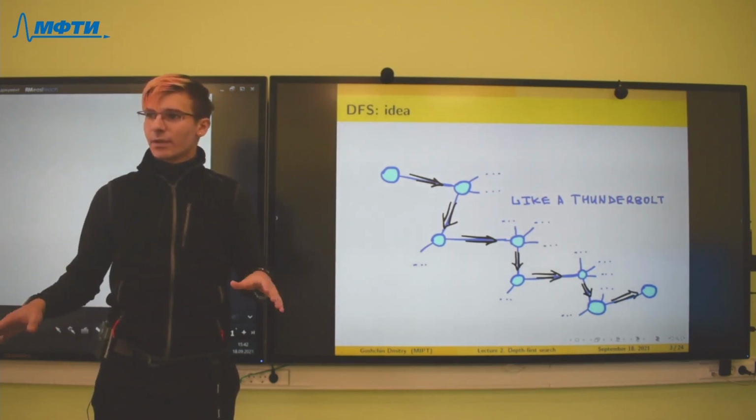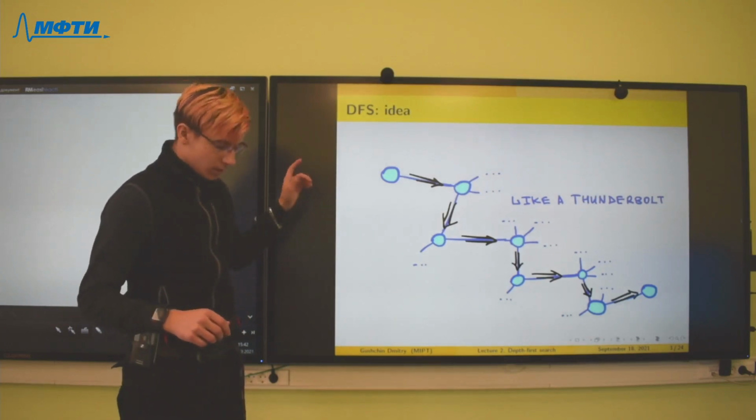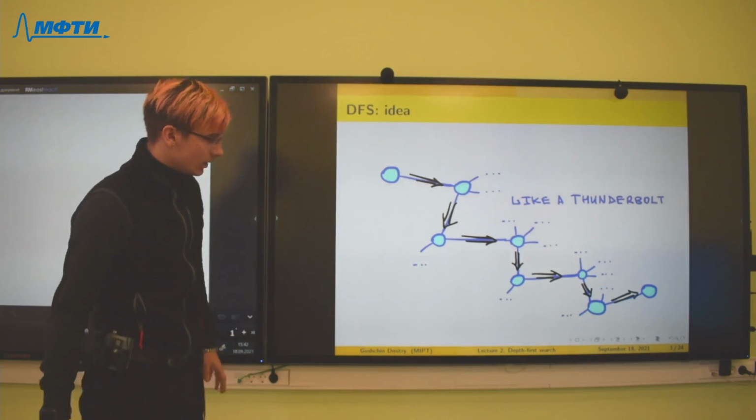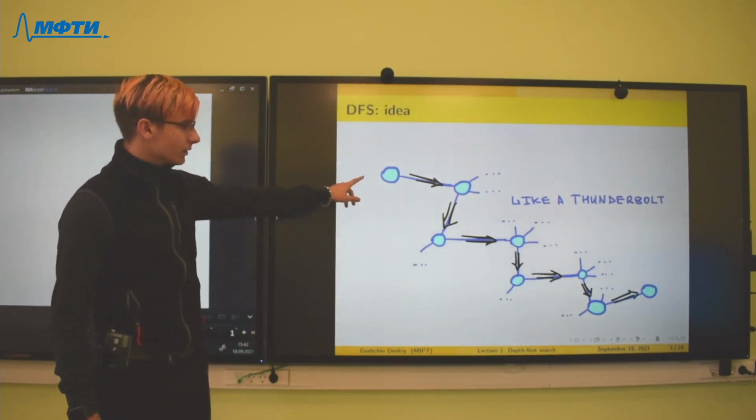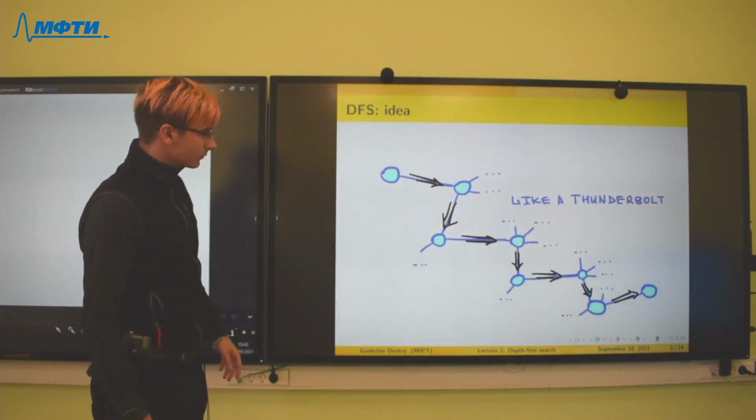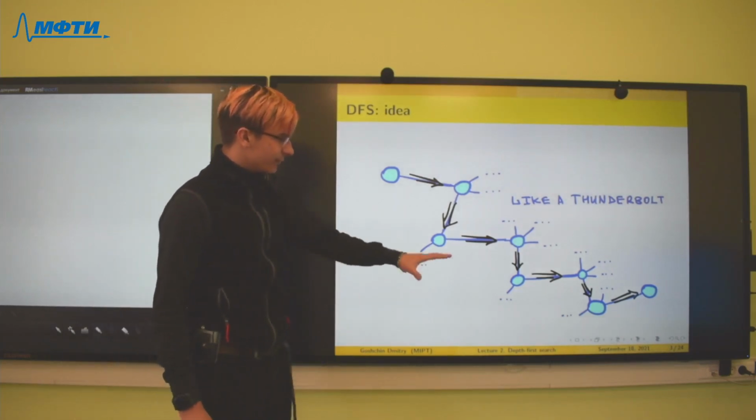About the idea of depth first search: if we remember BFS, it is like waves on the water. Remember it? DFS has as its idea something like a thunderbolt that starts in one vertex and goes down to the deepest side of the graph. Okay.